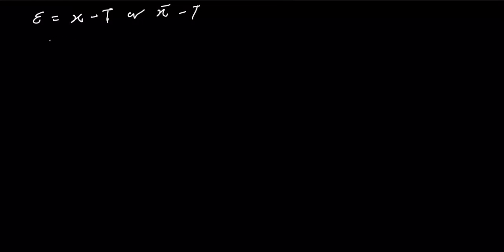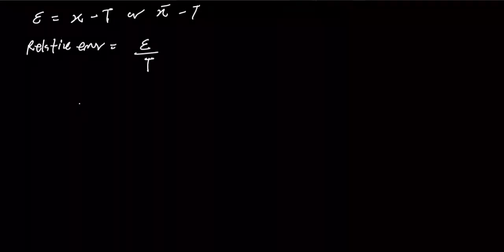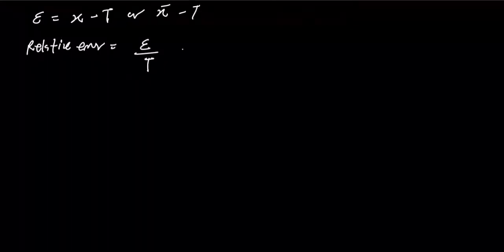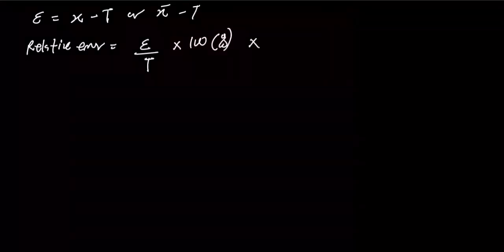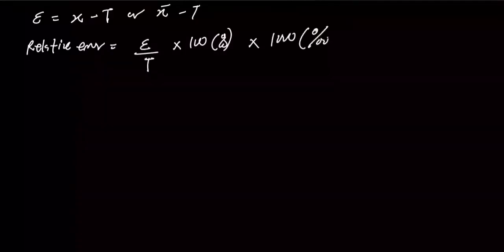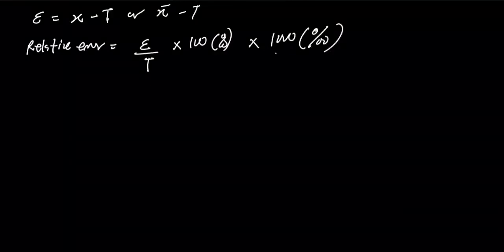So also, to find relative error, what do we say? Relative error is what? Our absolute error over the true value. So in percentage, you multiply by 100. In parts per thousand, you multiply by 1,000. So it depends on what you're asked to look for.